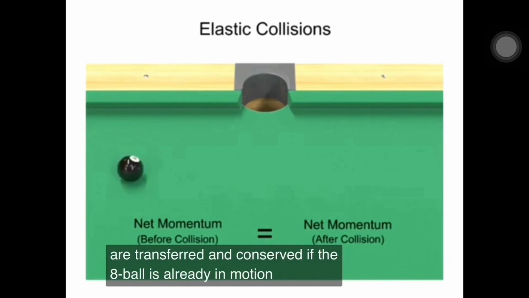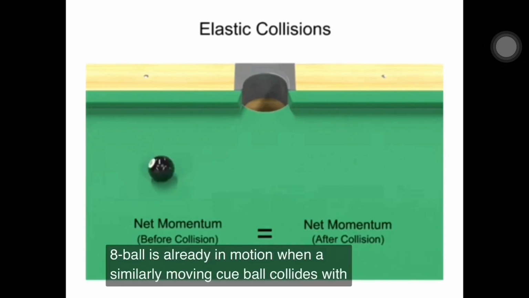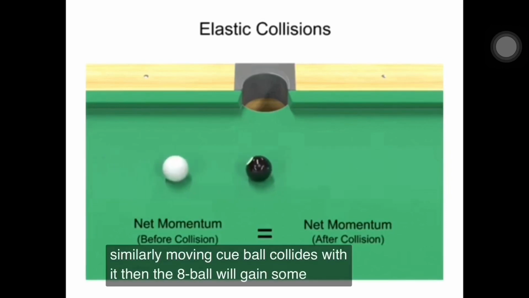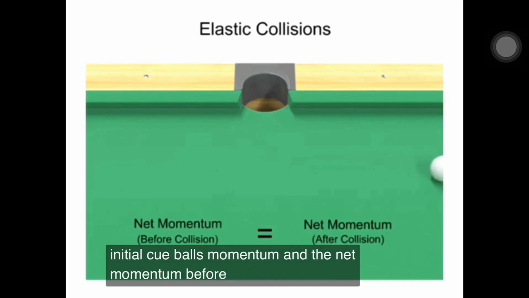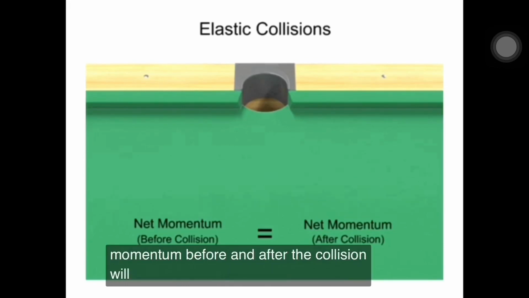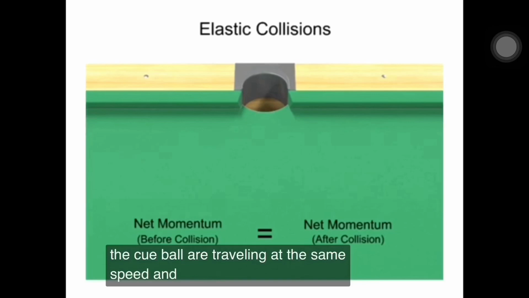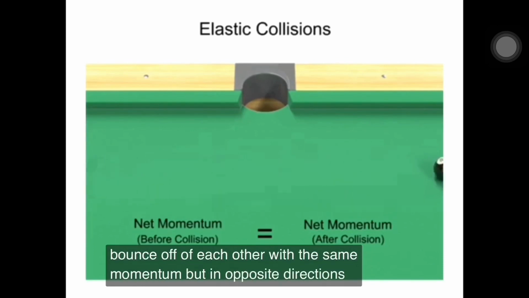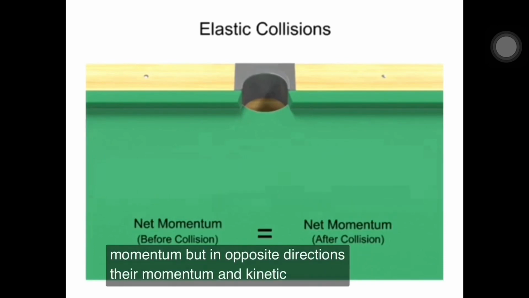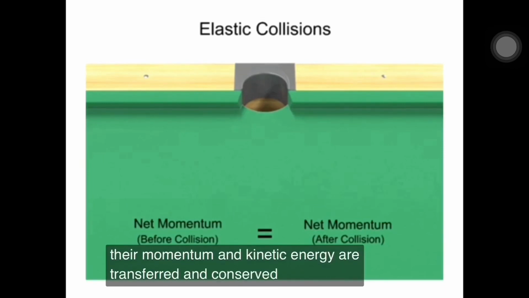If the egg ball is already in motion when a similarly moving cue ball collides with it, then the egg ball will gain some of the initial cue ball's momentum, and the net momentum before and after the collision will be conserved. If the egg ball and the cue ball are traveling at the same speed and collide head-on, then they will bounce off each other with the same momentum but in opposite directions. Their momentum and kinetic energy are transferred and conserved.